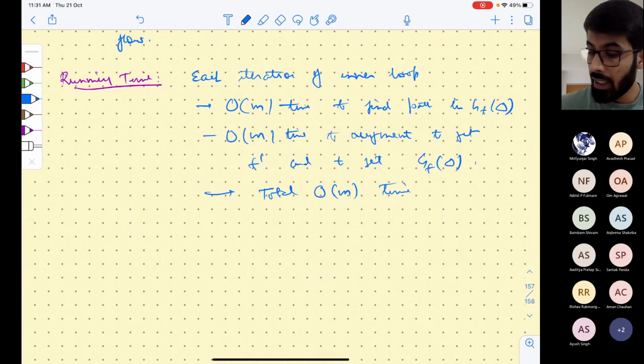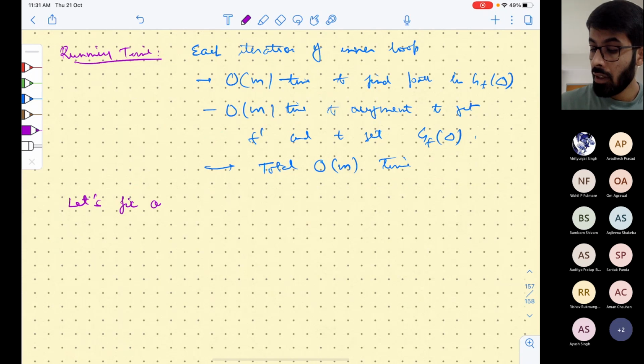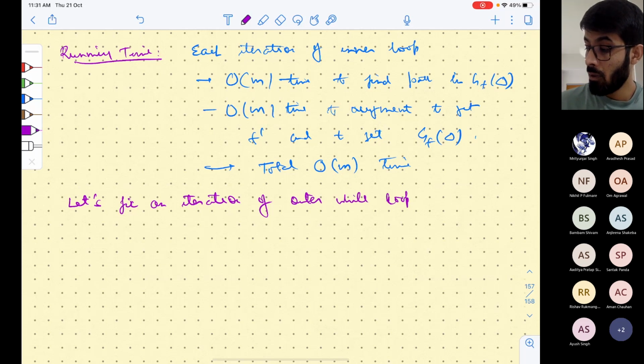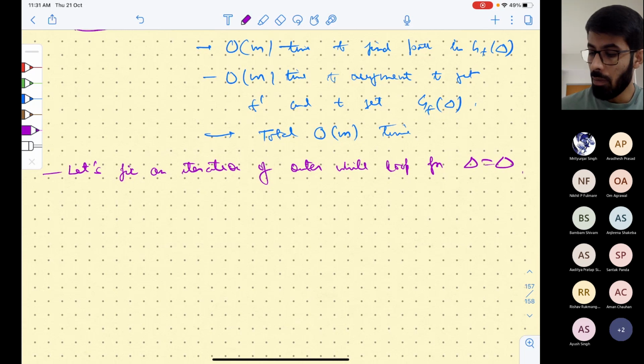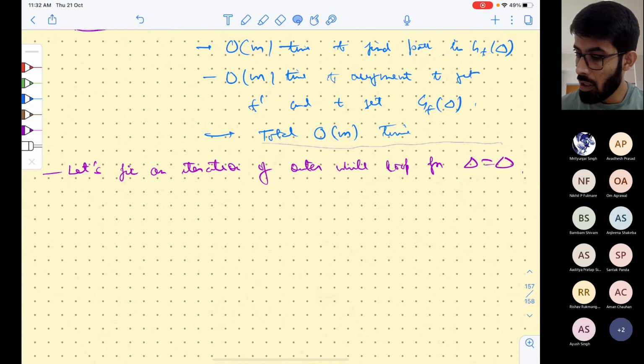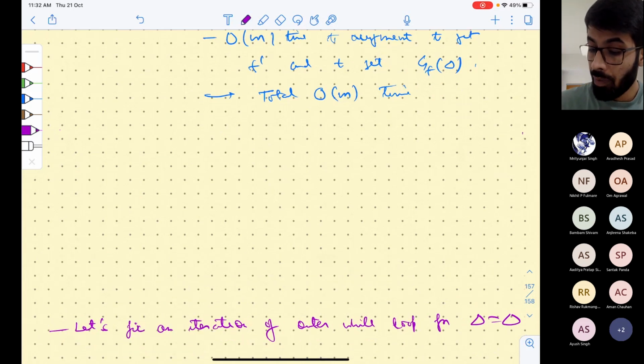Now let's fix an iteration of the outer while loop for delta equal to delta. The current value of delta is delta here. It might be abuse of notation, but you get what I mean. Before that, let's do something else. This is going to be the analysis for the inner while loop, how many times it is going to run. But let's first look at how many times the outer while loop is going to run, because that's going to be easier. So let's get it out of the way.